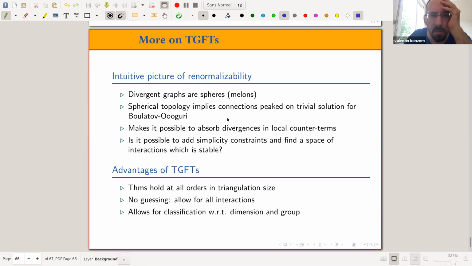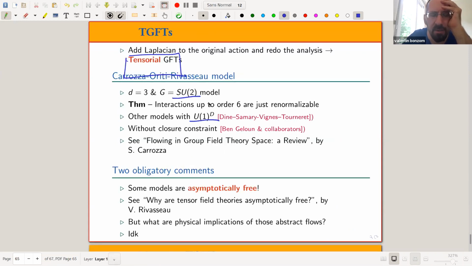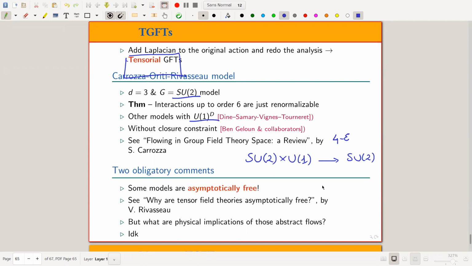So the paper by Carrozza, Oriti, and Rivasseau uses a heat kernel. I know that Sylvain Carrozza has some papers where he uses dimensional regularization, which is interesting because it interpolates between SU(2) cross U(1), which has dimension 4, and just SU(2), which has dimension 3. So he uses, I think, 4 minus epsilon. Okay, very cool. Thank you.